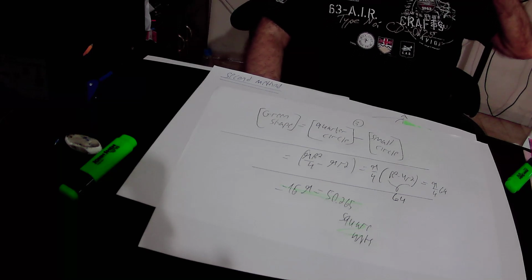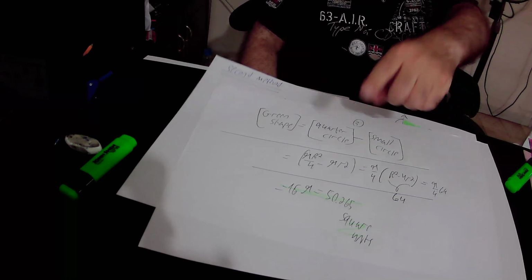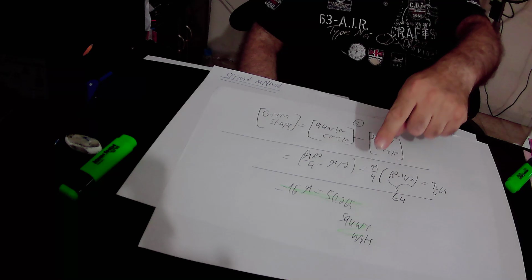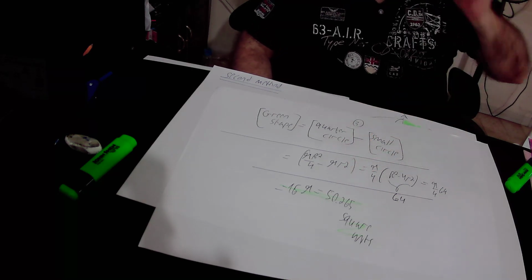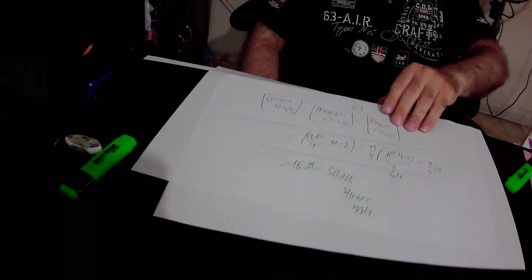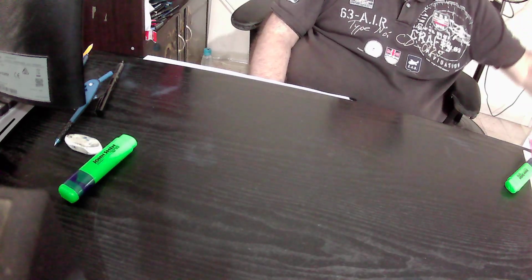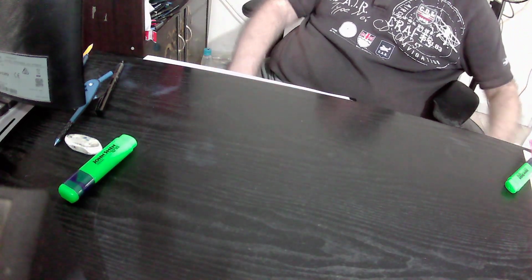So we found out that the area of the green shape equals 16 pi square units, or in terms of numbers, it is equal to 50.265 square units. We finished with the second method. Then I presented to you the third method.